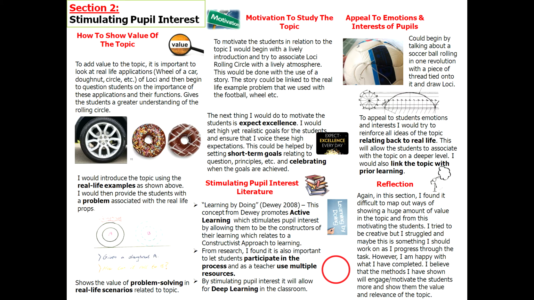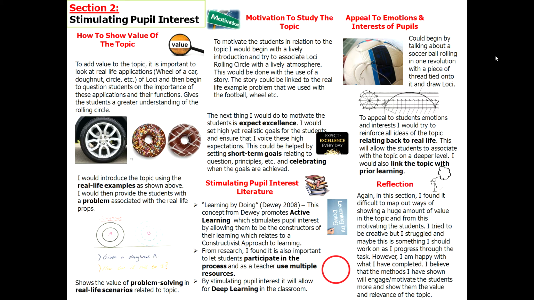Appealing to the emotions and interests of pupils, I could begin by showing a soccer ball and rolling it in one revolution. One revolution means one rotation of the circle, using a thread to draw the locus. This is just a real life example for students who might be interested in sports such as soccer and football.